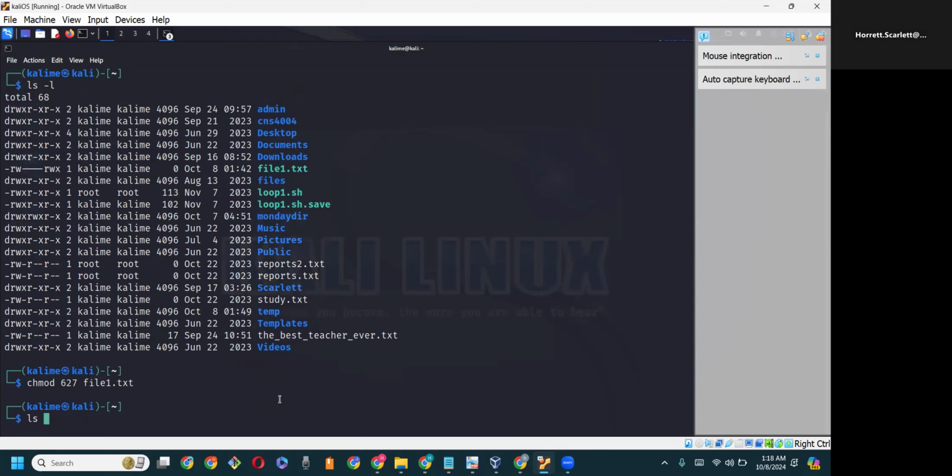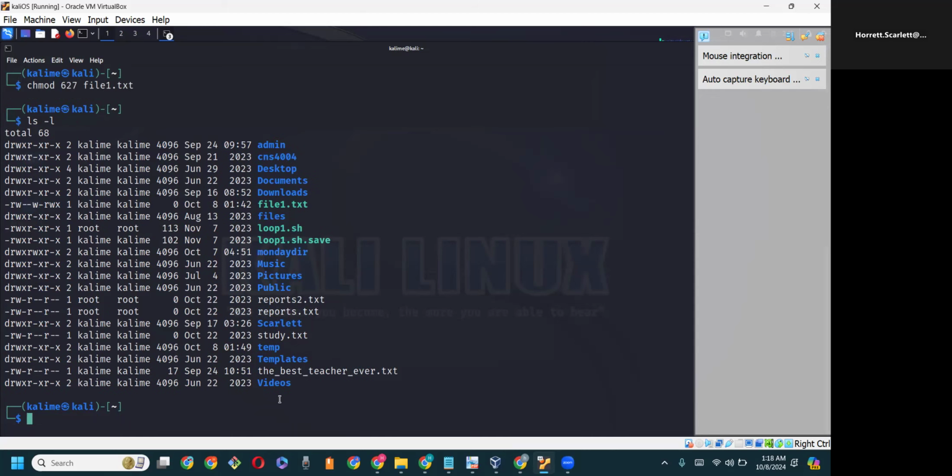And now we can do our ls again. Going back to the files, and note we have obtained exactly what we want. We have turned on the write alone for the group. The read, write remains for the user. And the read, write, and execute remains for others.